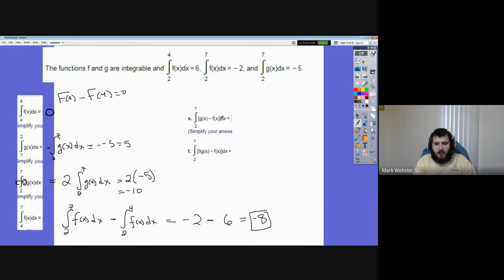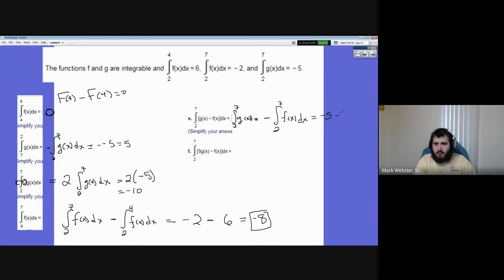Okay, so look here. From 2 to 7 of these two functions subtracted from each other. Well, I can distribute this integral over a minus sign or a plus sign. So what this really is the integral from 2 to 7 of g of x dx minus from 2 to 7 of f of x dx. Since it's g minus f, all under that integral, I can split it up, say the integral of g minus the integral of f. Well, I know the integral of g, that's -5. And I know the integral of f, that's -2. So I'm going to do -5 minus -2. -5 plus 2 is -3.